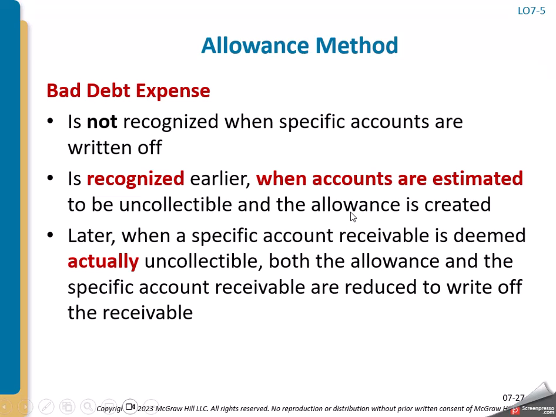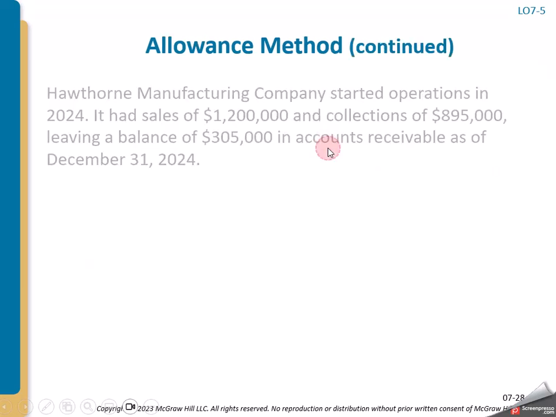So we have different ways to do it. We're always going to debit our bad debt expense, and it's not going to be when we recognize the account as uncollectible. We're going to recognize it in the period that the sale happened, but it's going to be an estimate. Then later, when we do determine that this accounts receivable is the one that is not going to be collected, we will write it off to that allowance.